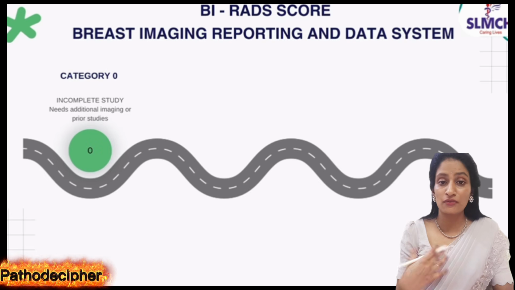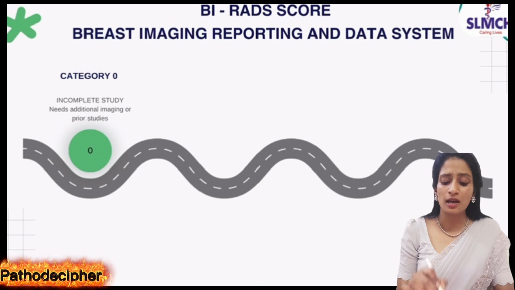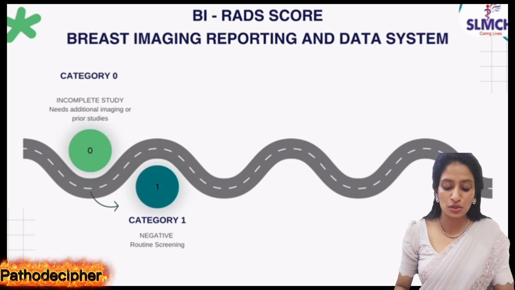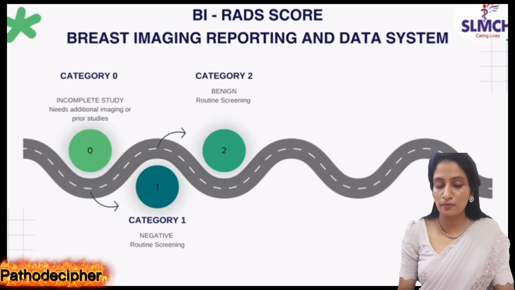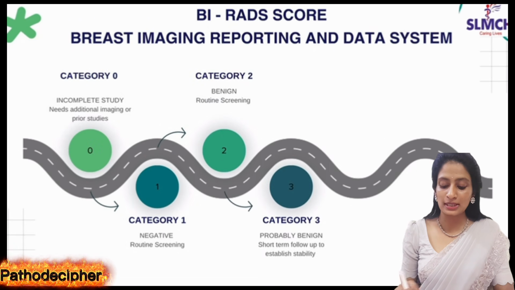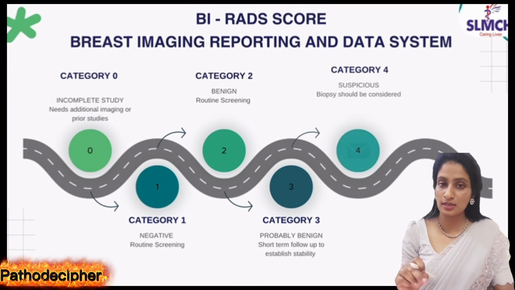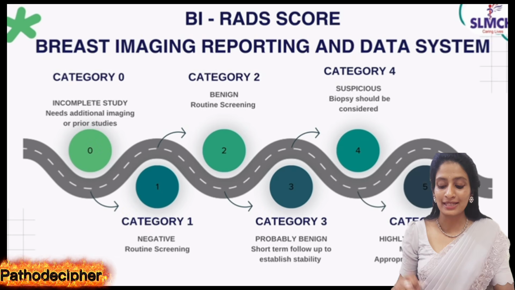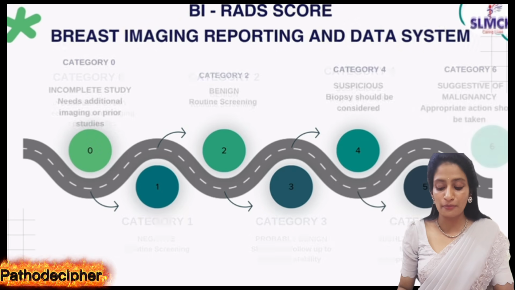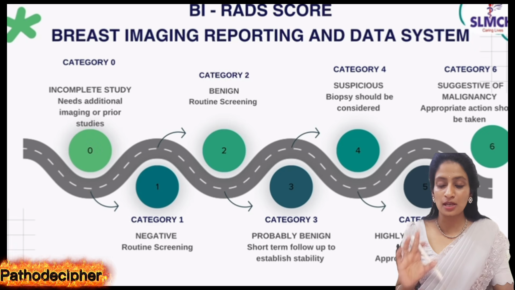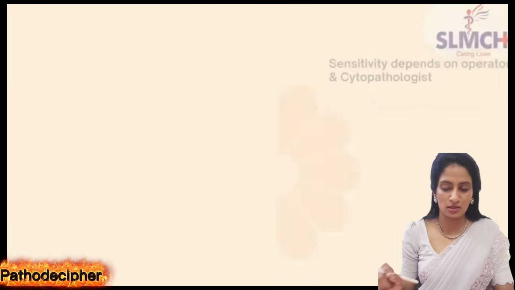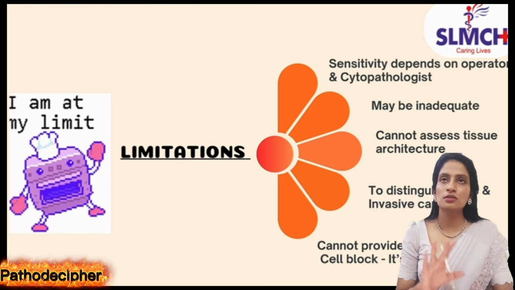Next, we have to know a little bit about what BI-RADS is. That is the Breast Imaging Reporting and Data System. Category 0 is an incomplete study, where it needs additional imaging or prior studies. Category 1 is negative, and routine screening is necessary. Category 2 is benign, where routine screening should be performed. Category 3 is probably benign, where short-term follow-up is needed. Category 4 is suspicious, where biopsy is a must. Category 5 is highly suggestive of malignancy, so appropriate action should be taken. Category 6 is known malignancy, so appropriate action should be taken, that is, biopsy should be performed. Okay, so this is all about BI-RADS.